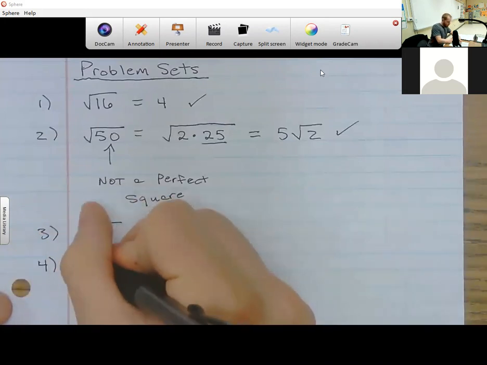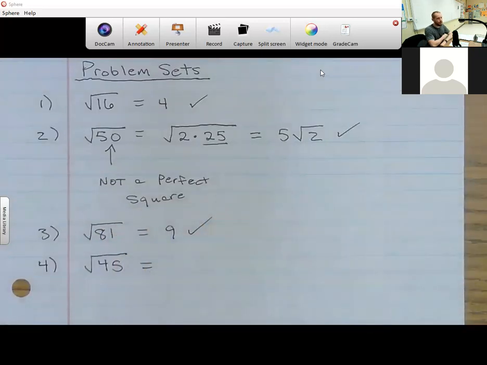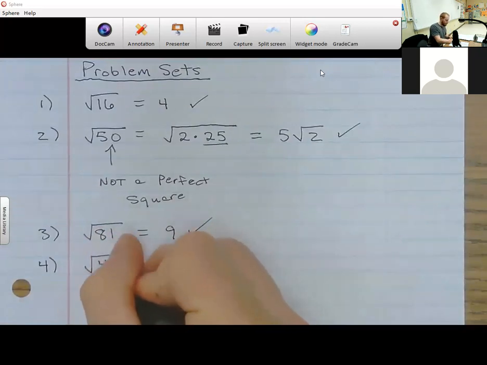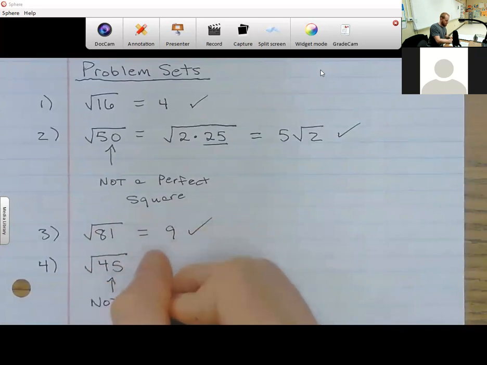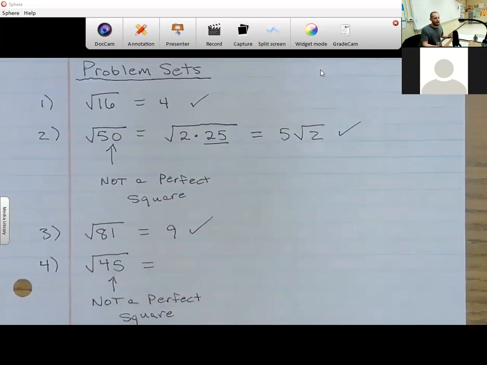4 says square root of 45. Let's talk about that. Okay, now since 45 is not a perfect square, I'm just going to make a note of that. This is not a perfect square, as you probably know. 49 is a perfect square, but 45 is not. We're actually going to have to break 45 up. So what I do is I break 45 up into something times something. It's always got to be a number times another number. And one of those numbers has to be a perfect square, right?